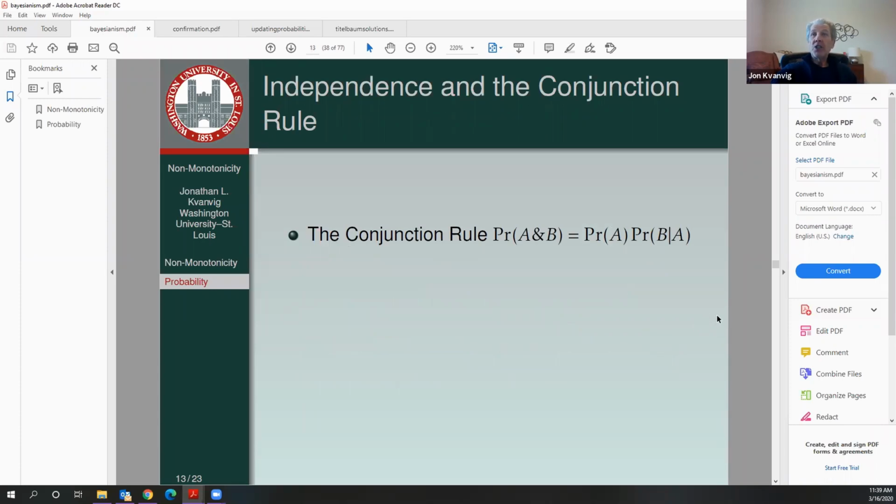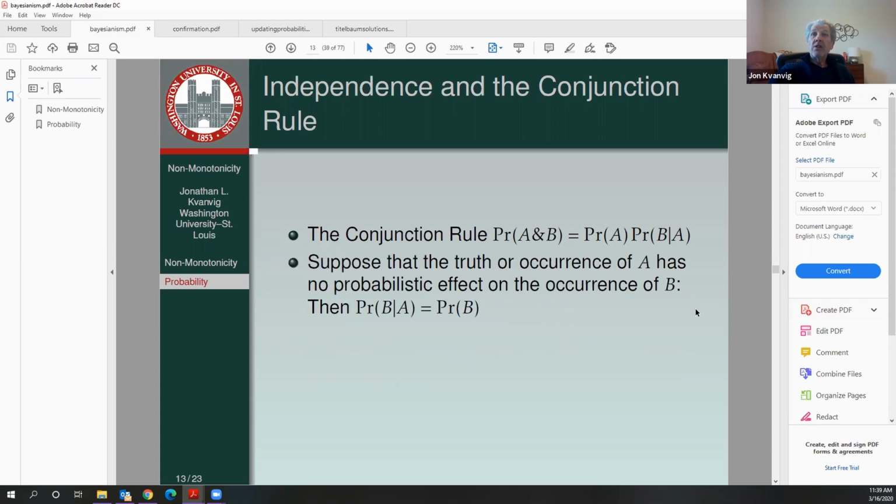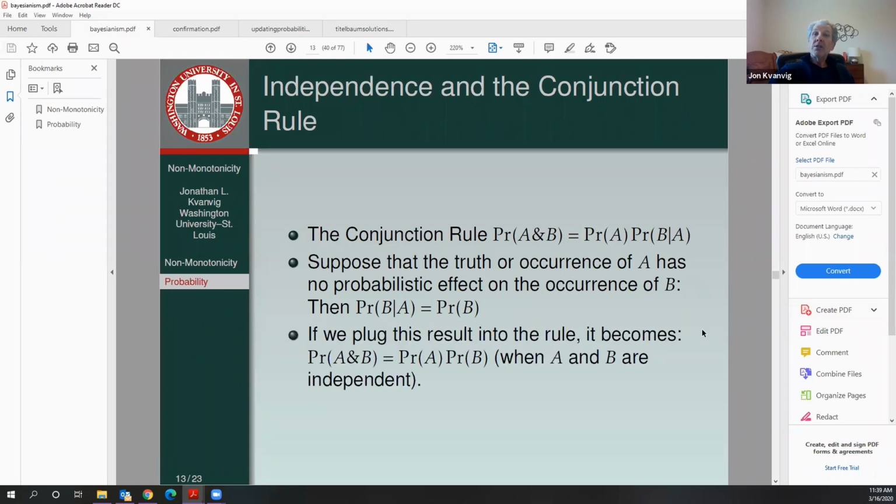Here we go. The conjunction rule. The probability of A and B is the probability of the first times the probability of the second, conditional on the first. Now, suppose that the truth of A has no probabilistic effect at all on the occurrence of B. Then the probability of B given A is the same thing as the probability of B. So if we plug that into the rule, it becomes: the probability of A and B is the probability of A times the probability of B when A and B are independent.